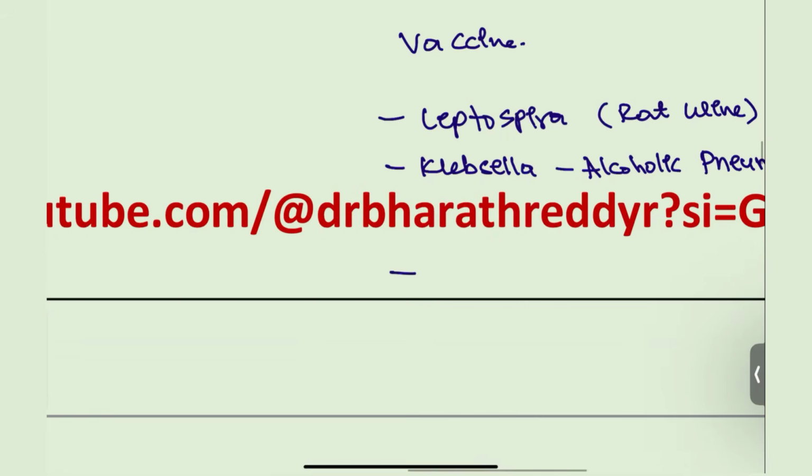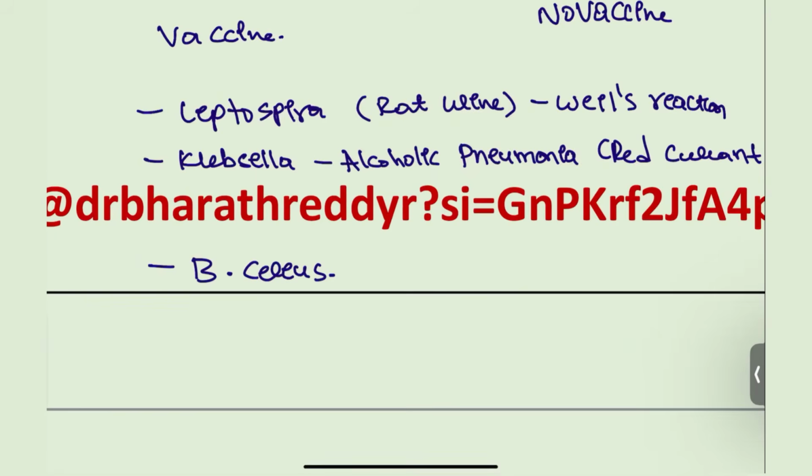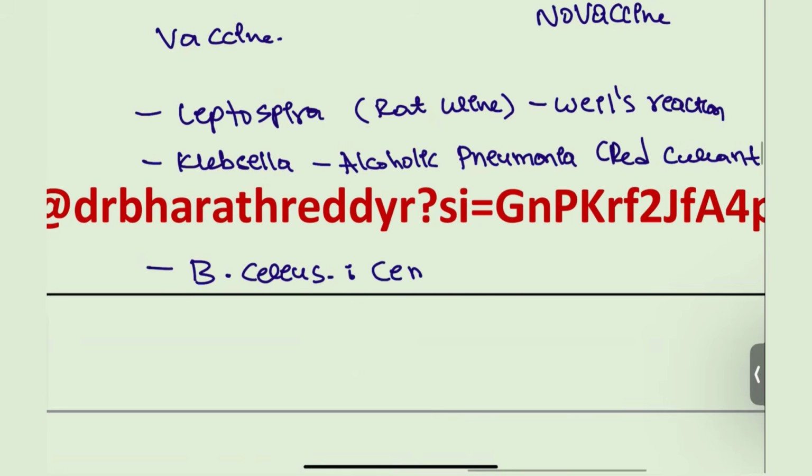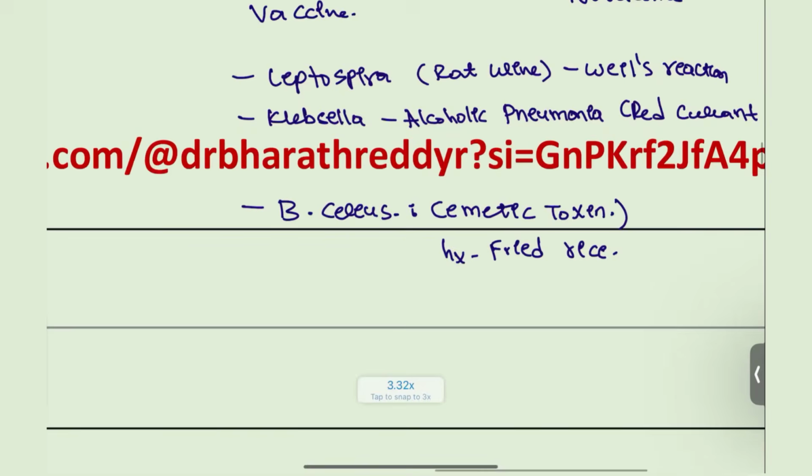Next, Bacillus cereus. This Bacillus cereus produces emetic toxins, seen immediately after the history of fried rice. Bacillus cereus will affect those patients. Okay, these are points that you have to remember at least for the examination.